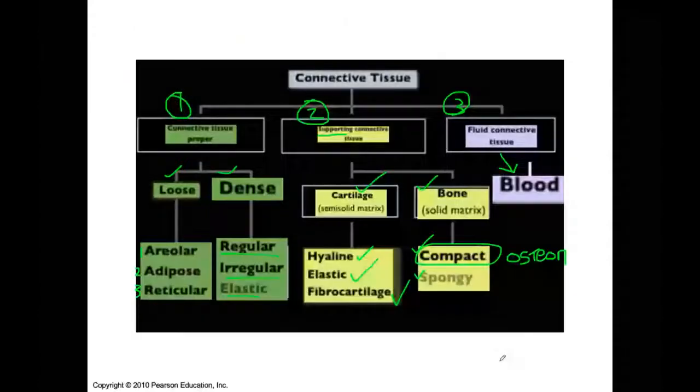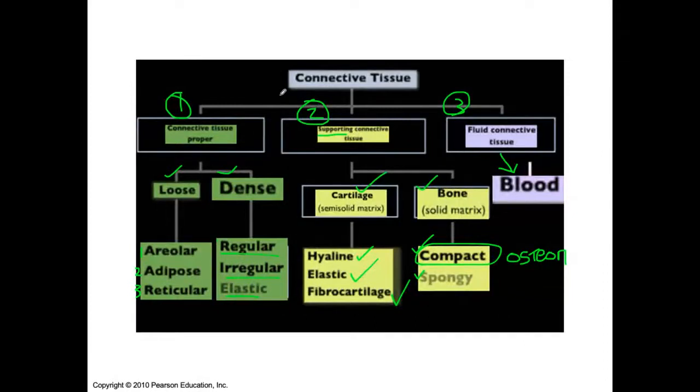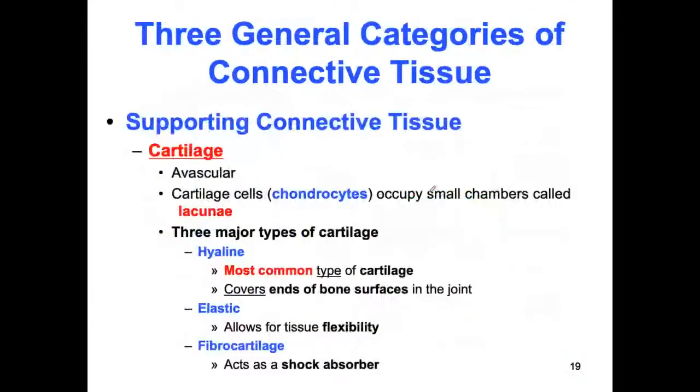Okay, so now we're going to be looking at this column here, which is going to be the supporting connective tissue. So we're going to talk a little bit about cartilage, and then we'll talk about bone, okay? So cartilage is avascular. Now, when we see vascular, vascular means blood supply, a means without. So cartilage is avascular, and that's why when you have cartilage damage, it's really hard to heal that because it does not have blood supply. So it's going to get all of its nutrition from synovial fluid.